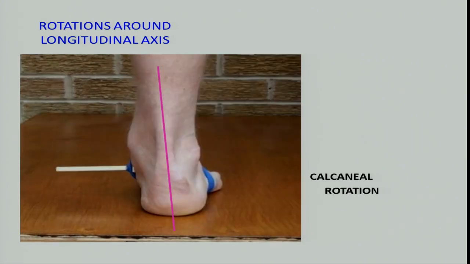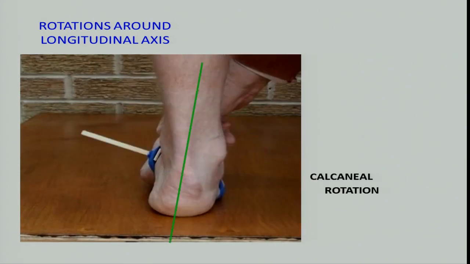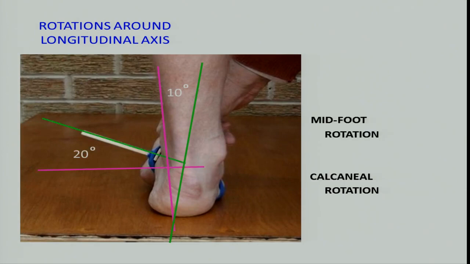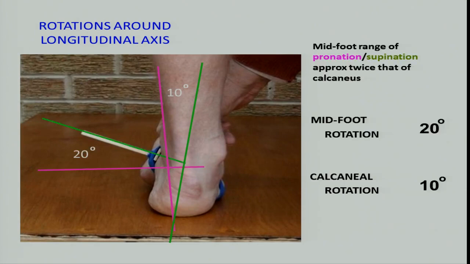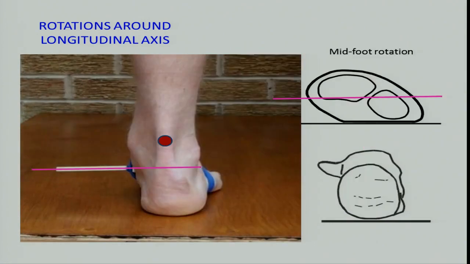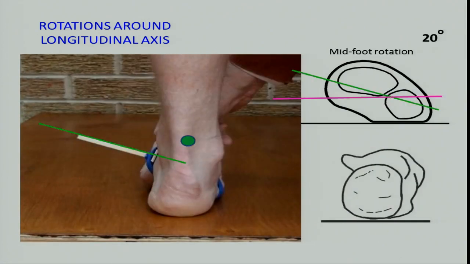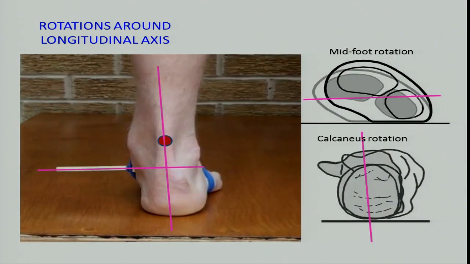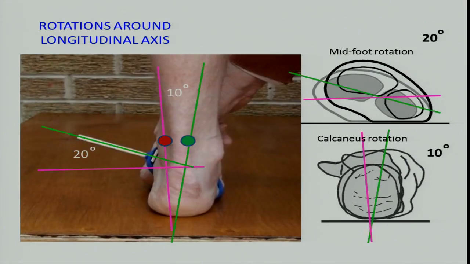What about the calcaneus? It was only 10 degrees, half as much. So we can make little diagrams and show that with a great toe extension test and supination of the midfoot, the navicular and the cuboid are rotating through 20 degrees, but the calcaneus only rotates 10.